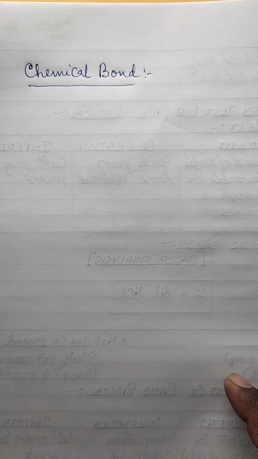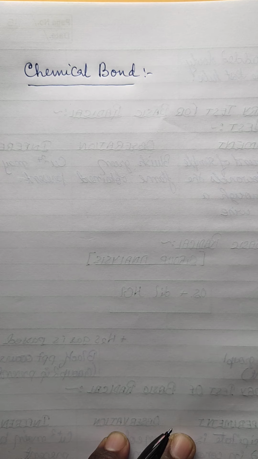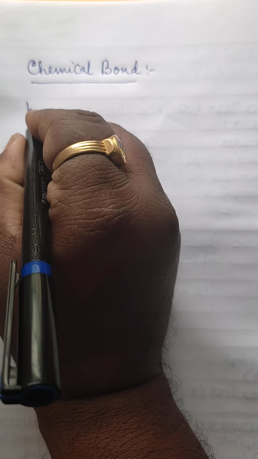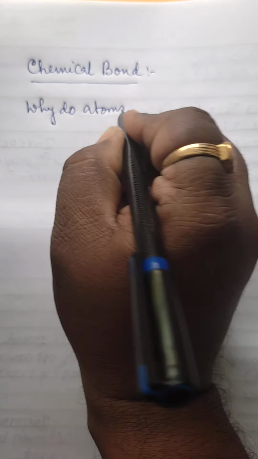Okay children, the next part of the chapter we are going to discuss is chemical bonds. We are starting the next part of the chapter, chemical bond. Now the first question comes, why do atoms combine?